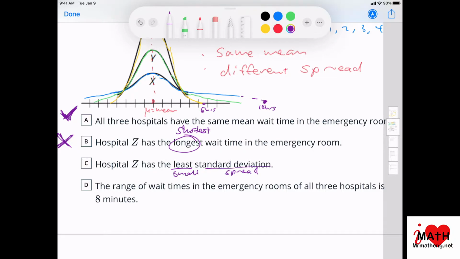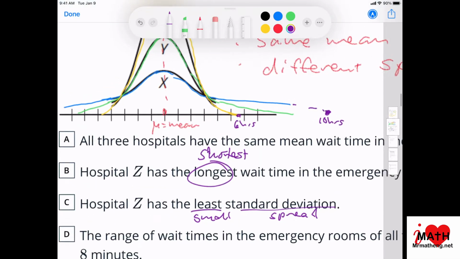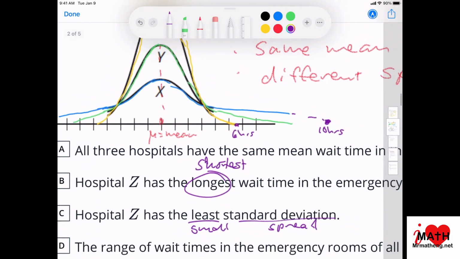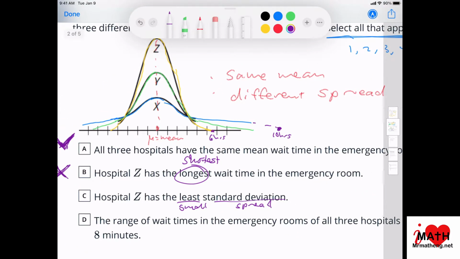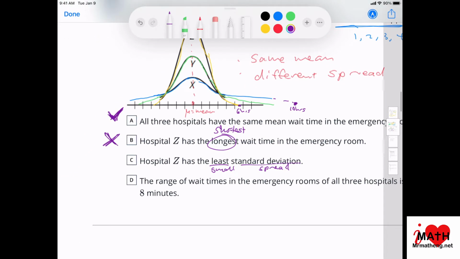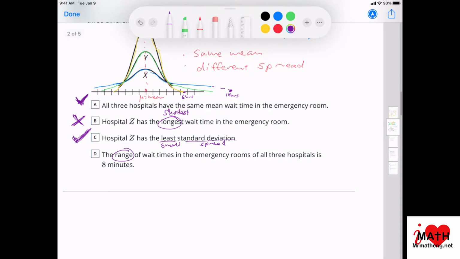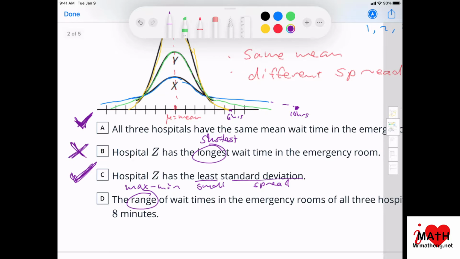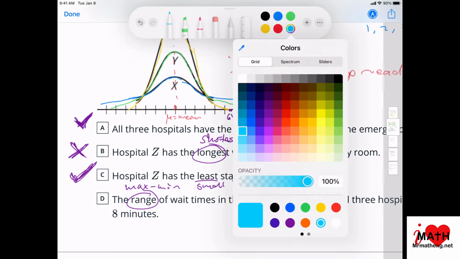Okay, Hospital Z has the least or smallest standard deviation, or a simple word is spread. And that is true. So you look at the yellow jam, right? It's smaller, shorter in distance. Blue goes way out there, so that one is true. Okay, the range is basically max minus the min. So that's just kind of like how far the two spread out. Let me see if I can annotate that in a different color.